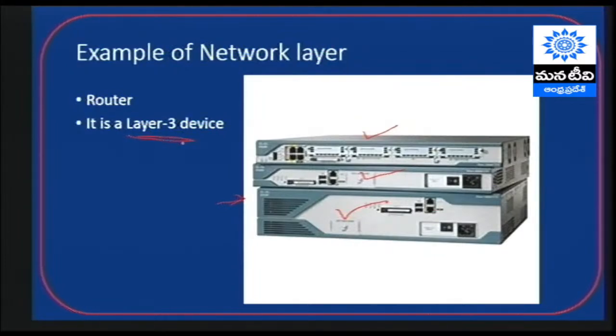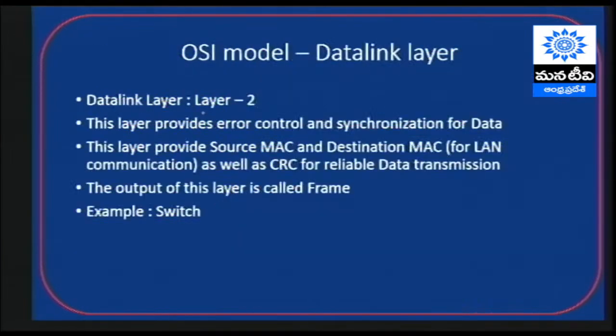And then we have the next layer, which is the data link layer. This is also called layer 2, and it provides error control and synchronization of the data. This is the function of the data link layer. So it provides the source MAC address, meaning which device is sending the data, that device's MAC address, also called layer 2 address, and the destination MAC address.